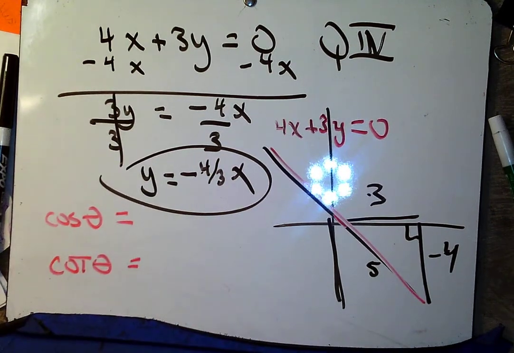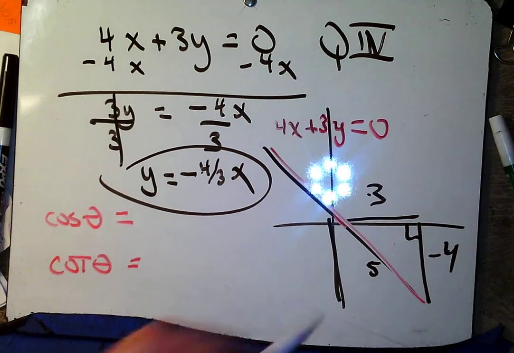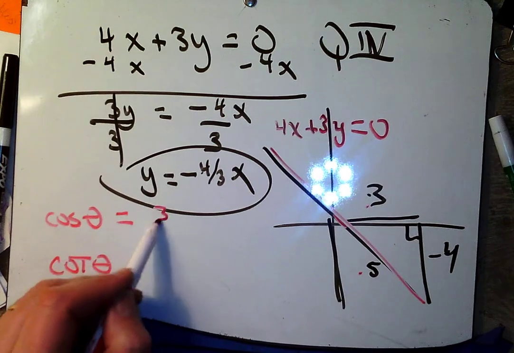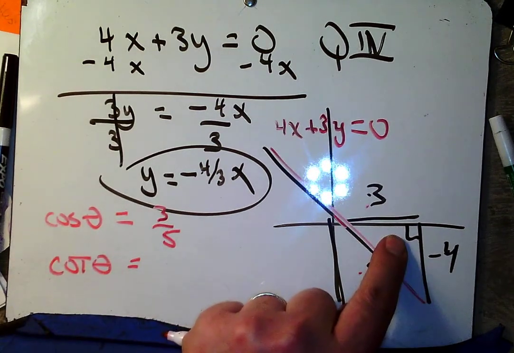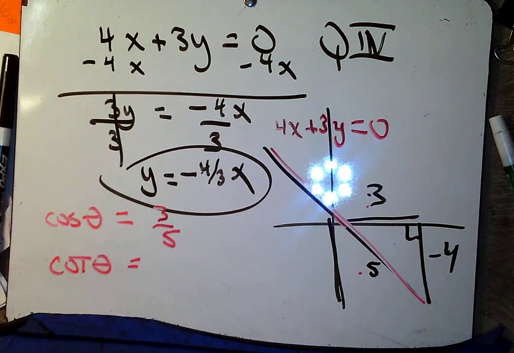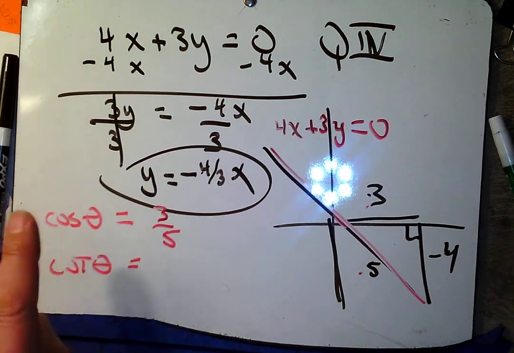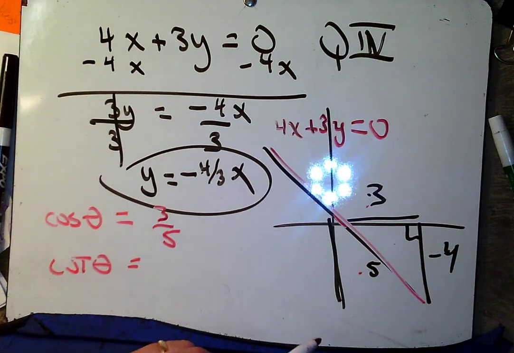What's the cosine going to be here? So the cosine here is going to be adjacent over hypotenuse. And that makes sense because in fourth quadrant, cosine is positive. All Students Take Calculus, cosine is positive in fourth quadrant.